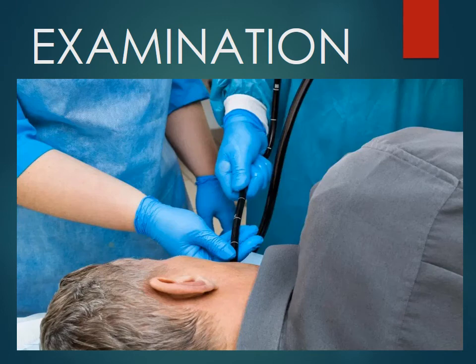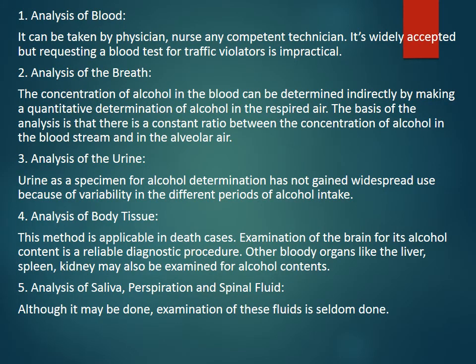Now, let's go to the examination on how to determine presence of alcohol. Analysis of blood. It can be taken by a physician, nurse, or any competent technician. It's widely accepted, but requesting a blood test for traffic violators is impractical. Next is analysis of the breath. The concentration of alcohol in the blood can be determined indirectly by making a quantitative determination of alcohol in the respired air. The basis of the analysis is that there is a constant ratio between the concentration of alcohol in the blood stream and in the alveolar air.